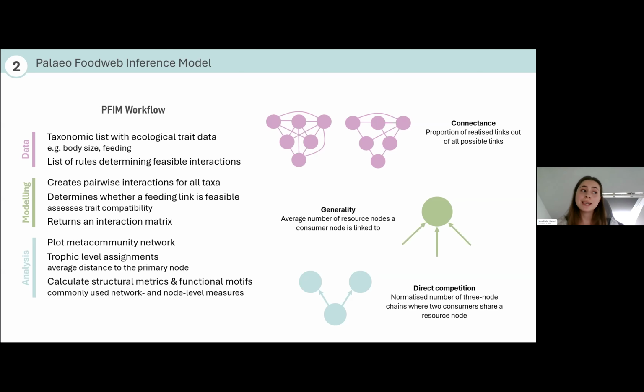The second metric I'm going to look at is generality. So this is essentially just the average number of resources a consumer node is feeding on. So the higher the level of generality, generally the higher generalism there is, because with generalism, there are more resources per node. So if you have a low measure of generality, then there's likely more specialists in your food web. And then finally, I'm looking at the functional motif of direct competition. So motifs look at the relationship between 3 connected nodes. So in this case, it is 2 consumer nodes feeding on 1 resource node. So these 2 consumers are directly competing for this 1 resource node.